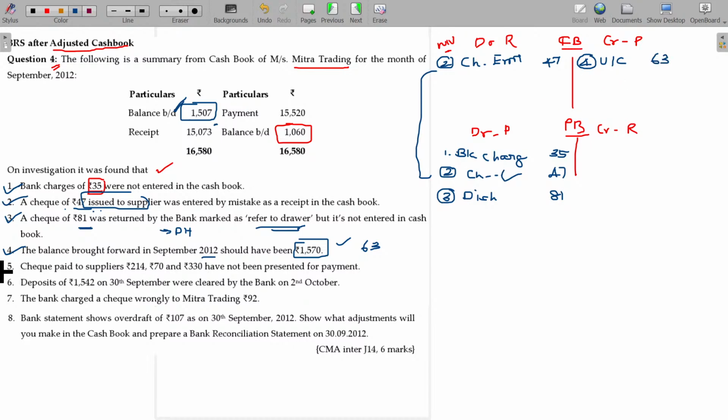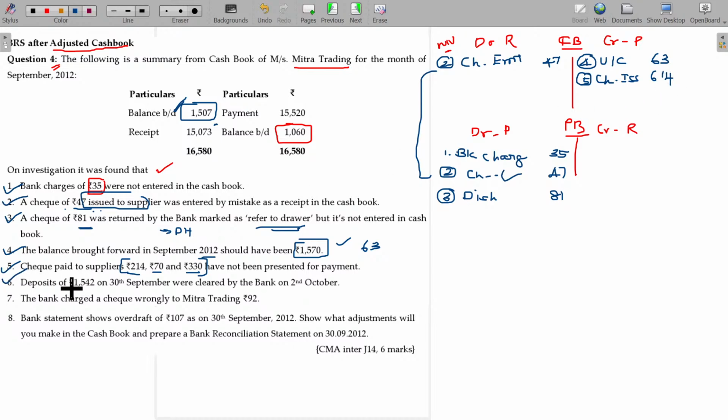Clear. Fifth. Check paid to supplier 214, 70, 330 have not been presented for payment. So we have issued 3 checks, but nothing is presented for payment. So in payment side, 5th, check issued. I have posted that in the issued column, but there is no corresponding payment value in the passbook, right? So what is the total of this? Come on, add up the 3. 614, am I right? 614.